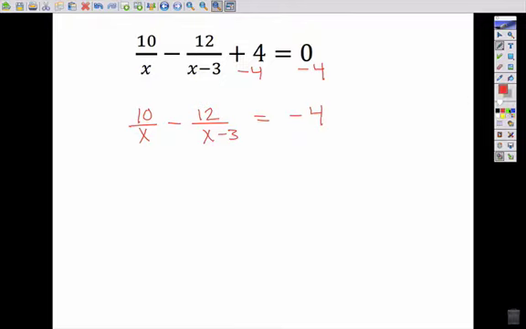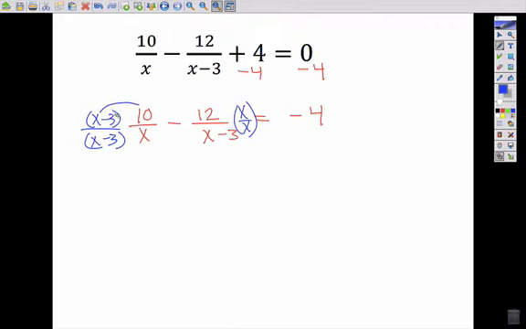Okay, so now I need to go ahead and find some common denominators for these fractions. I'm going to multiply this one by x minus 3 over x minus 3. Remember, we multiply both the top and the bottom because this is just a 1. And then I'm going to multiply this one by x over x. Again, I'm just multiplying by a 1. But now they're going to have common denominators.